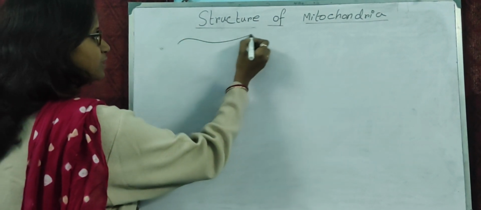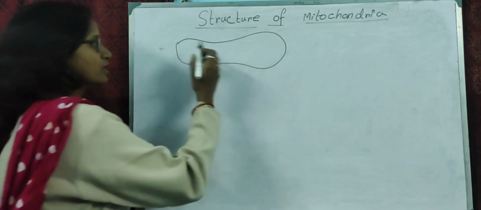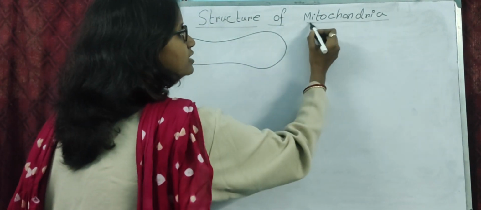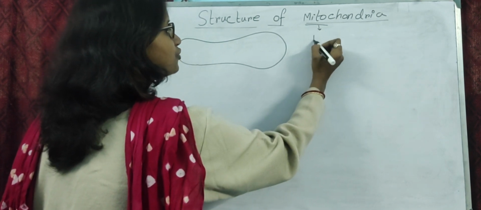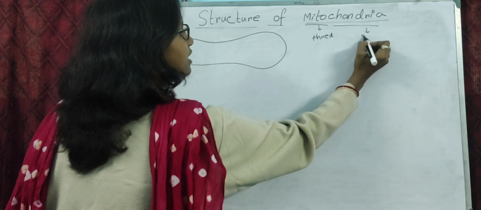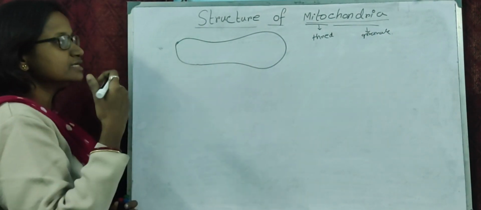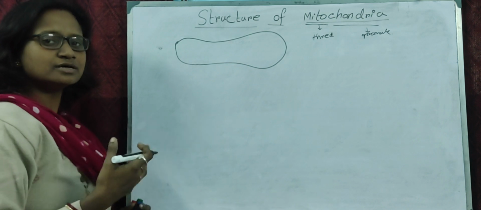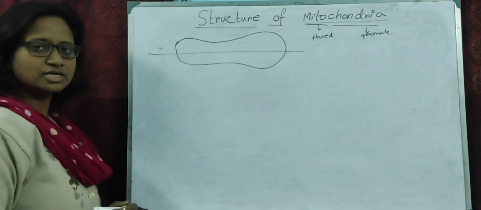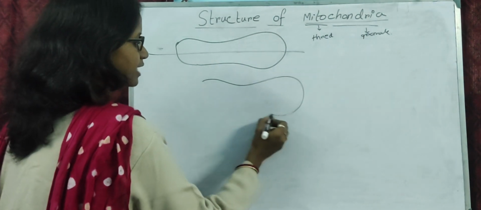So this is mitochondria. It's a sausage shape. Mitochondria: mito means thread and chondria means granule. So the structure of mitochondria is a sausage shape. If we take a cross section of this structure, then we get a structure like that.